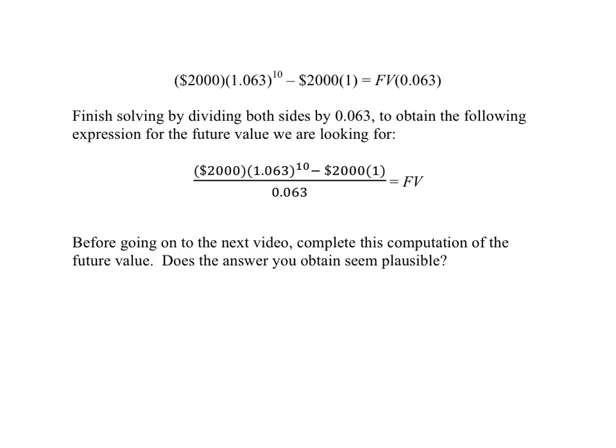Now we finish solving by dividing both sides of the equation by this 0.063. Our job is to solve for FV. That means isolating FV on one side of the equation and just having numbers on the other side. So to isolate FV, we divide by 0.063 on both sides of the equation. The left side becomes this whole expression, so what we had before divided by 0.063. And on the right side, we've just got FV by itself.